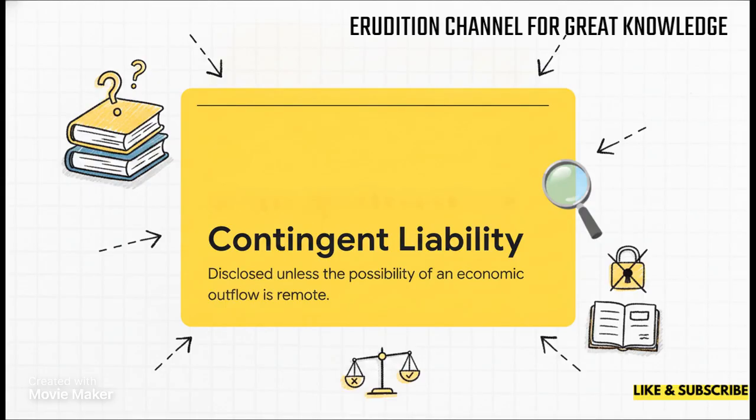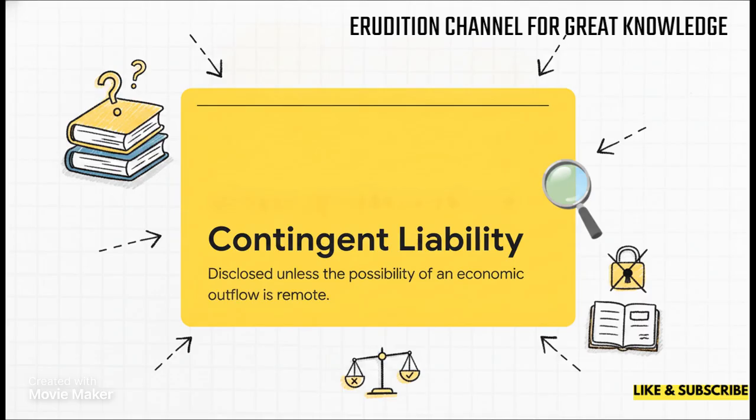Now, what's really interesting here is that even if an item fails the test and isn't recognized as a provision, you can't just ignore a contingent liability. It still has to be disclosed in the notes unless the risk of an outflow is practically zero, like completely remote. You have to describe it and try to estimate its financial effect. Oh, and if a company is jointly and severally liable with others for an obligation, the part the other parties are expected to pay is treated as a contingent liability, while your probable chunk is recognized as a provision.